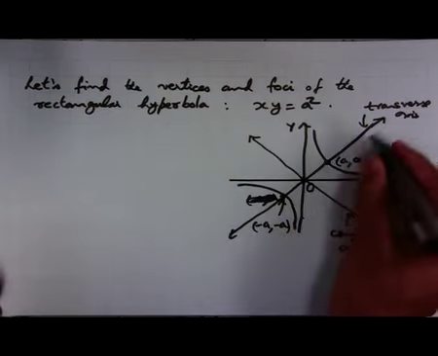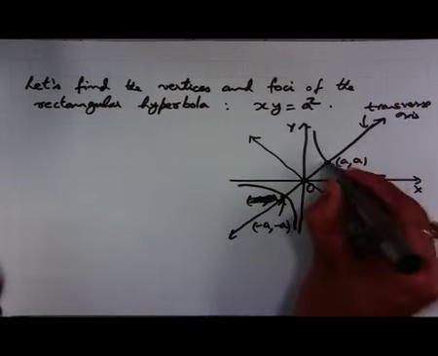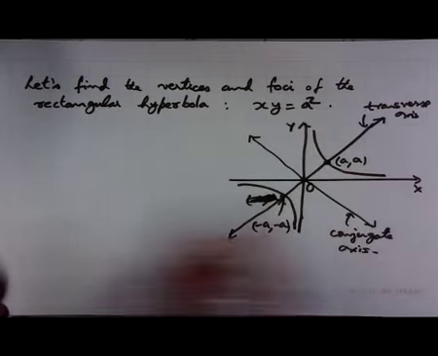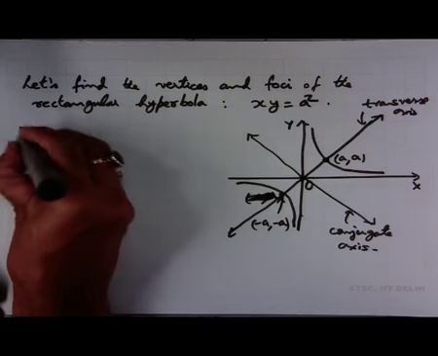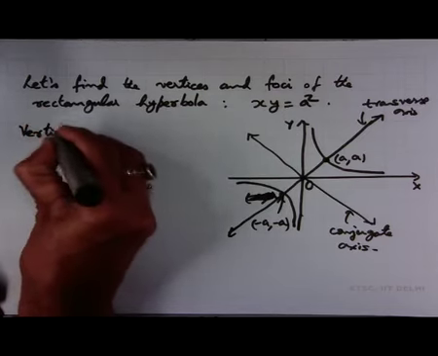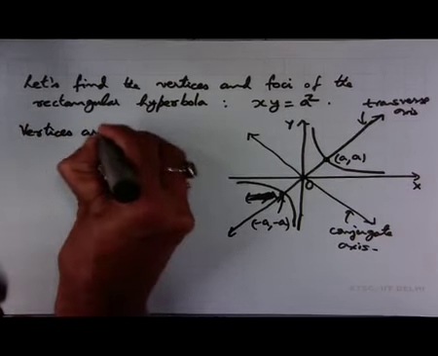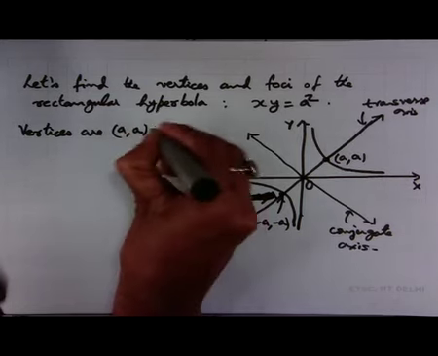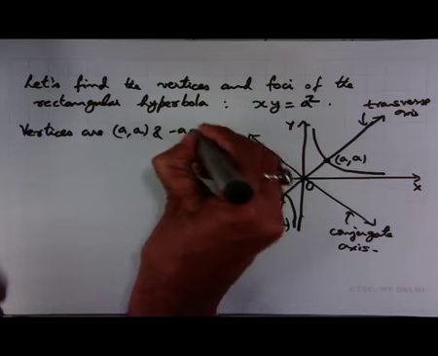This is because this vertex's x and y coordinates are the same. So, x times y is a square, so we get a and a. So, the vertices are a comma a and minus a comma minus a.